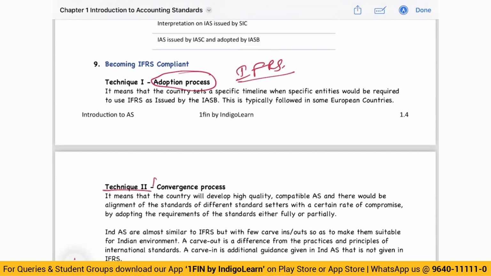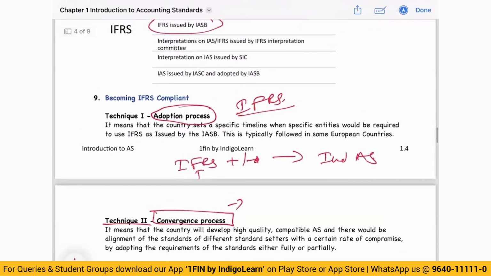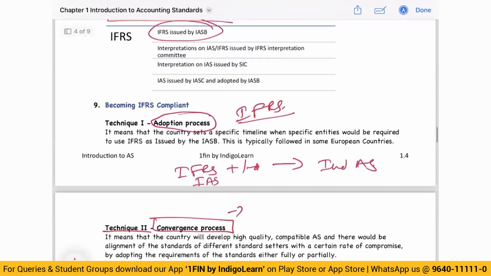The second technique is the convergence process. This is used by other countries where the government feels that adopting IFRS as it is is not advisable. So let us converge. Converge means what? Take IFRS, add a few more items to the IFRS, remove some items from the IFRS, and create a new set of standards. So in India, we have IFRS plus or minus some things that has resulted in Ind AS.